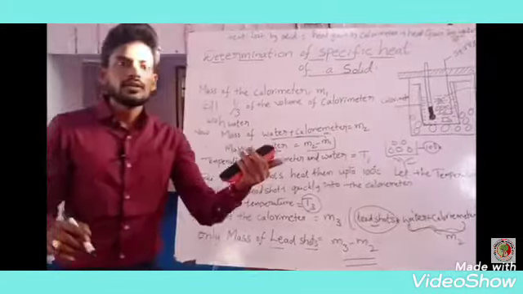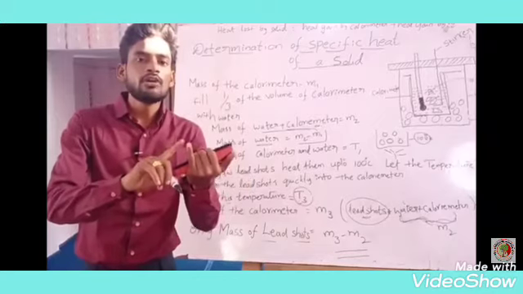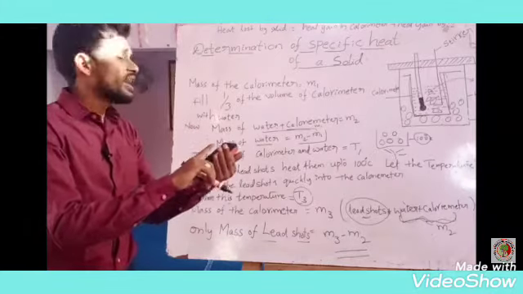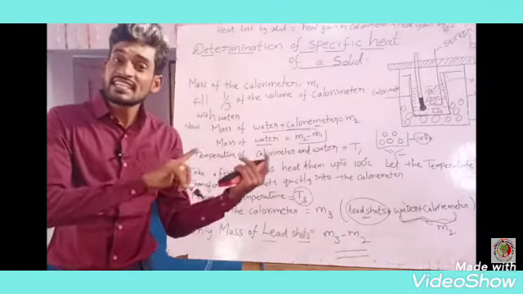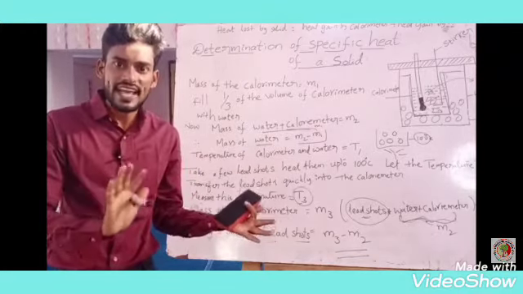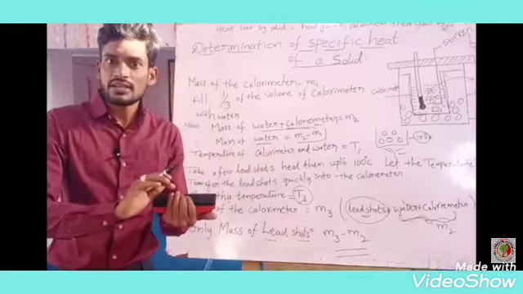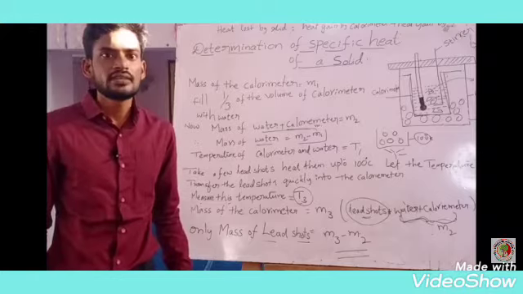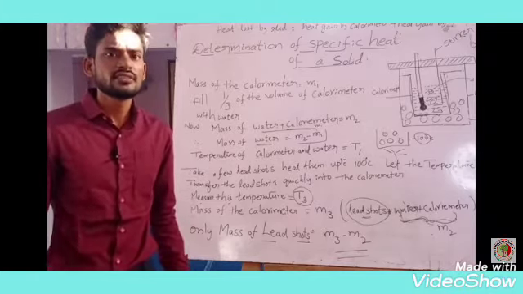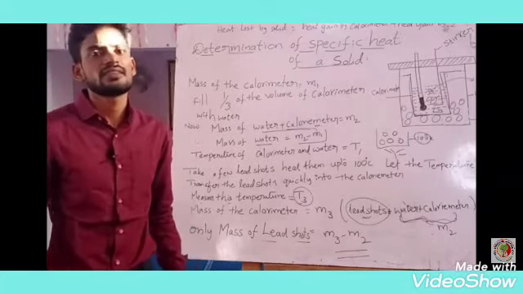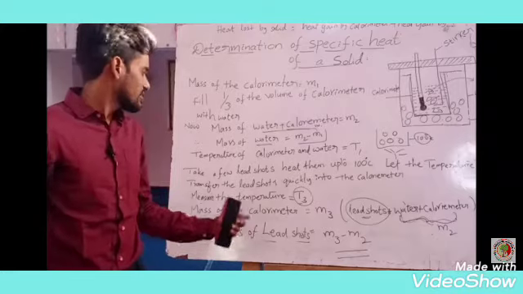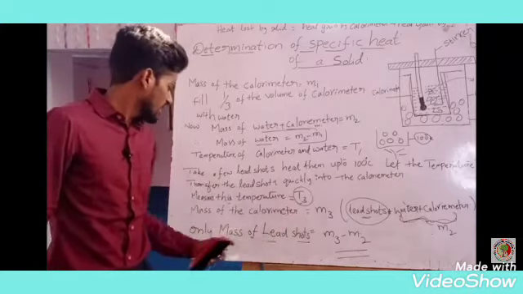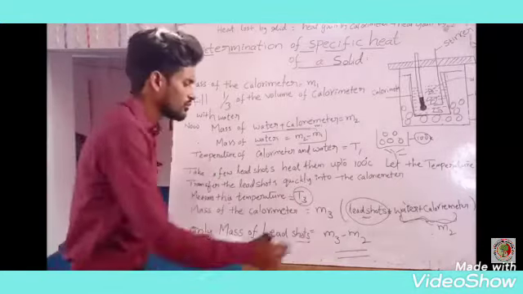See, calorimeter mass M1, water mass M2 minus M1. They were at initial temperature T1. Next, lead shots temperature T2, which is the highest temperature, 100 degrees centigrade. It is going to lose heat to the water after mixing. Next, mixture temperature T3, mass of the calorimeter with contents let it be M3, only lead shots M3 minus M2.